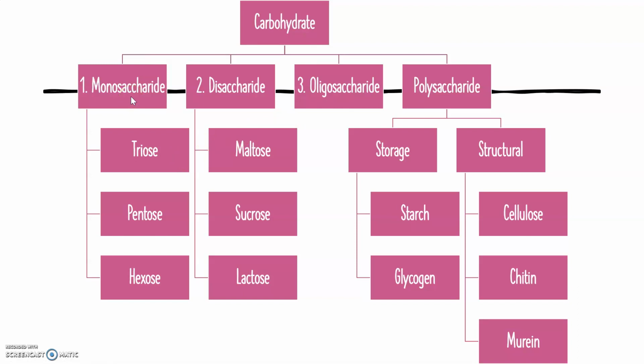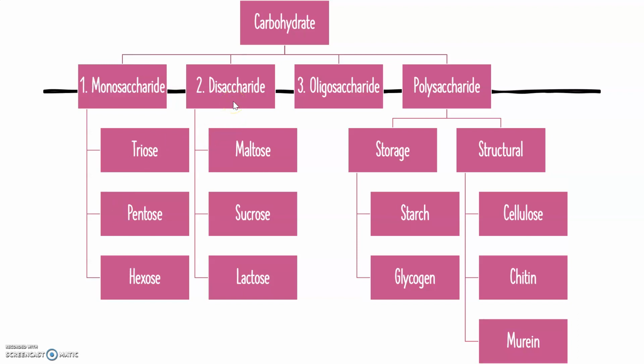Monosaccharide can be classified in 2 ways. One is by the number of carbon, the other is by the location of the functional group. Triose sugar is a 3-carbon monosaccharide, pentose sugar is a 5-carbon monosaccharide, and hexose sugar is a 6-carbon monosaccharide. Examples of hexose sugar are glucose, fructose, and galactose.